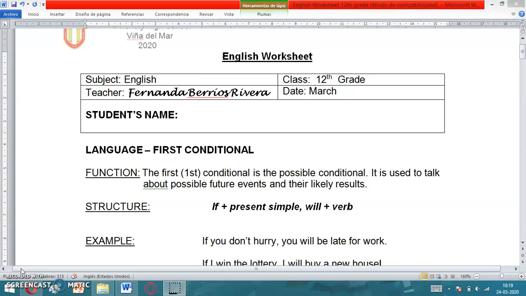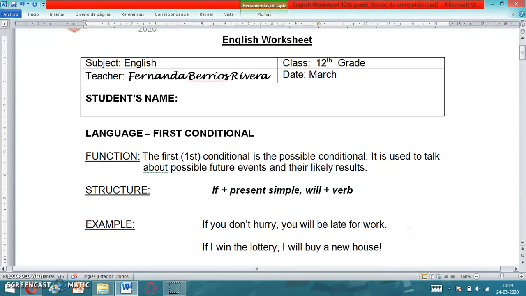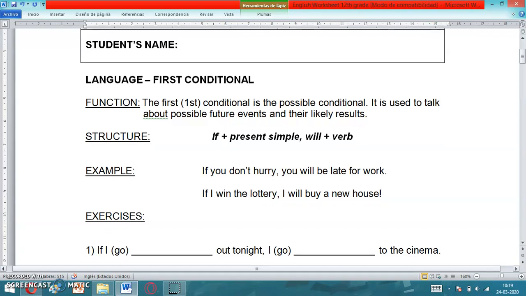I'm going to explain this worksheet that I sent last week. It's mainly a review of last year's content. The first part is first conditional. The function of the first conditional is to talk about possible future events and their results.